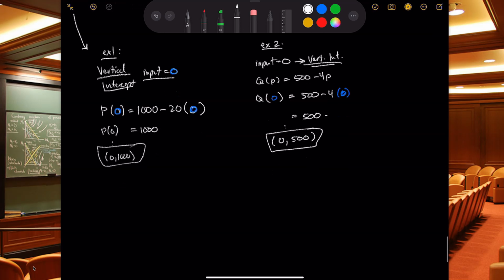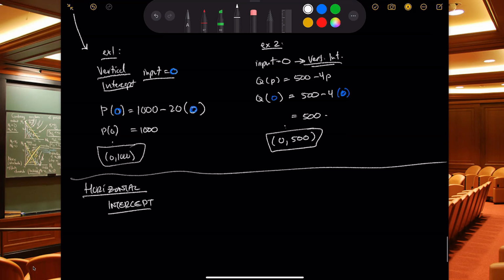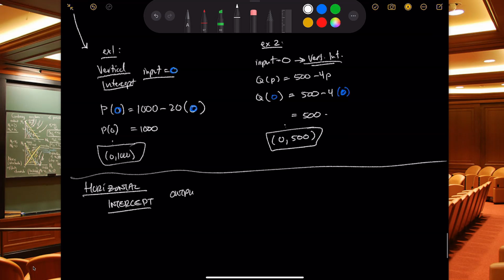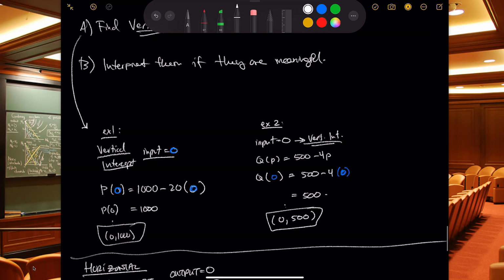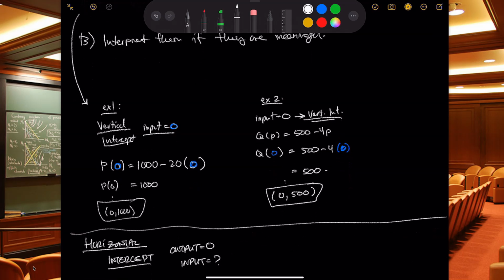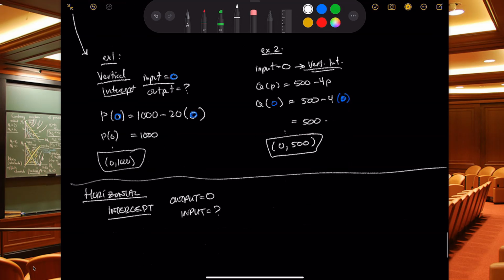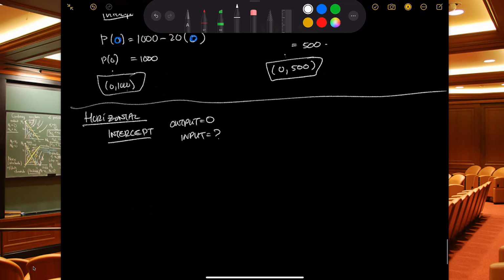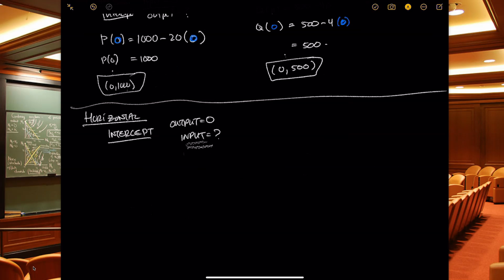Now how about the horizontal asymptote? Did I say asymptote again? Intercept. I'm working in pre-calc and algebra at the same time. Intercept. Where it crosses the axis, right? So this is when the output equals 0. We're looking for the input value. For the vertical intercept, we're looking for the input equals 0. What is the output? Here we set the output equal to 0 and we solve for the input.